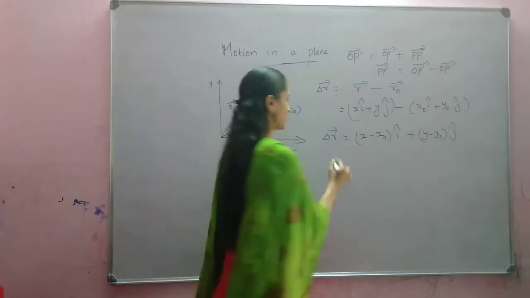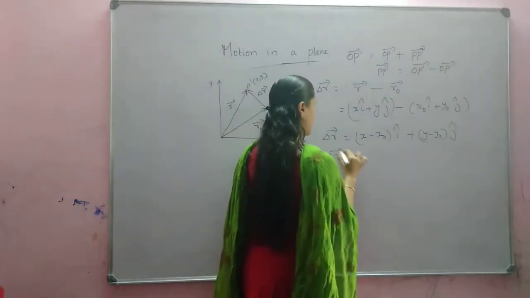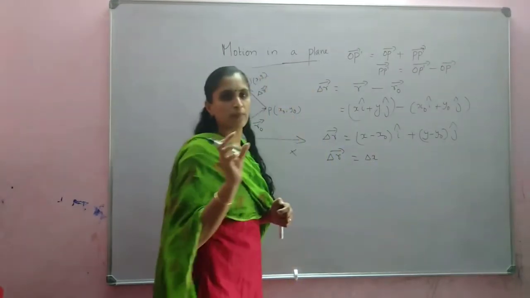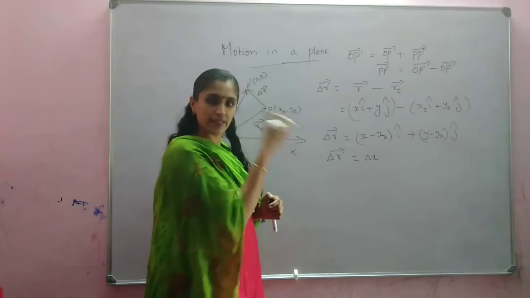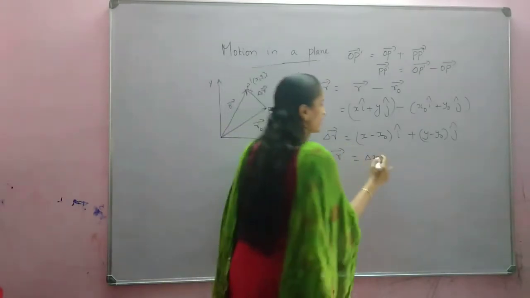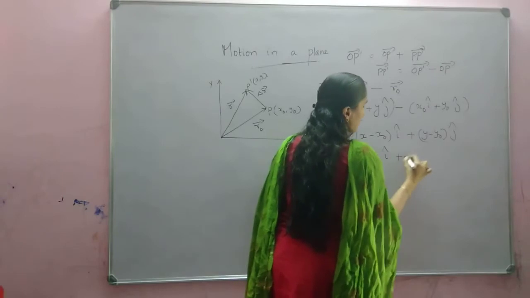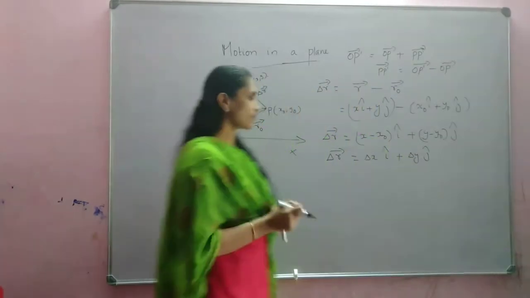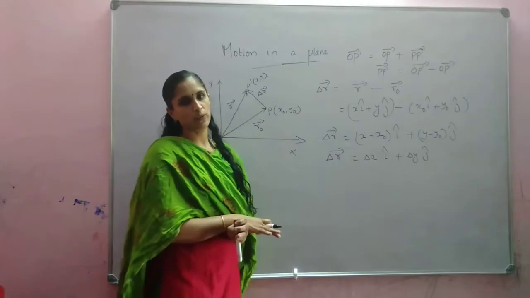So we can write it as delta x i cap. X minus x0 means the change in position, the change in the x coordinate, the x component. So we are writing it as delta x i cap plus delta y j cap. So this is the displacement vector.